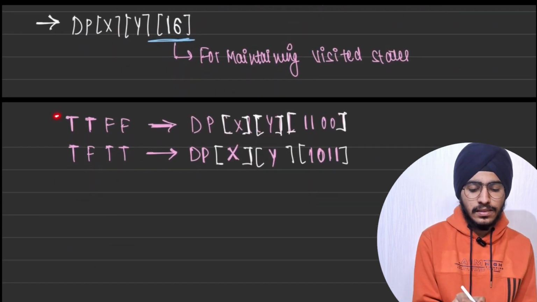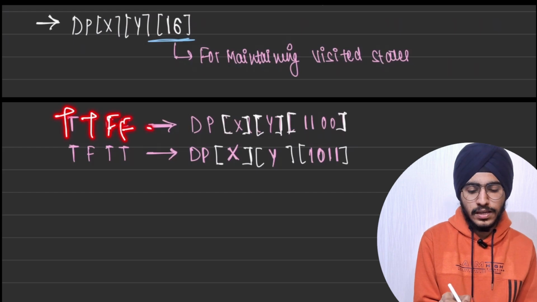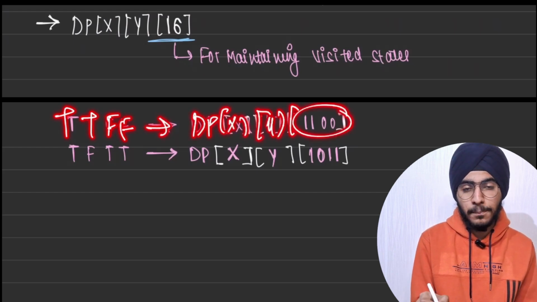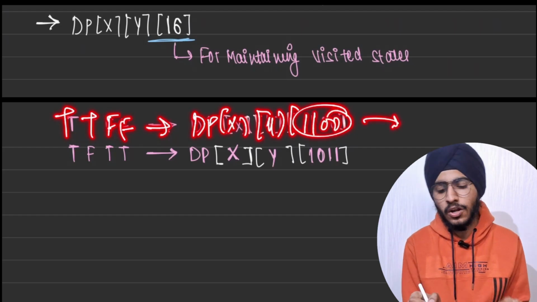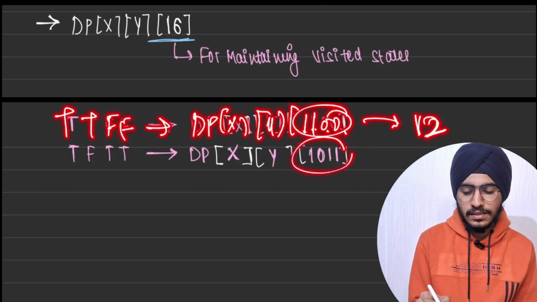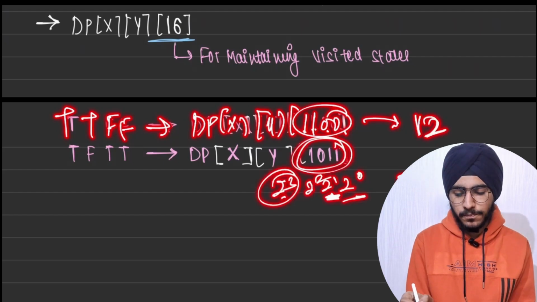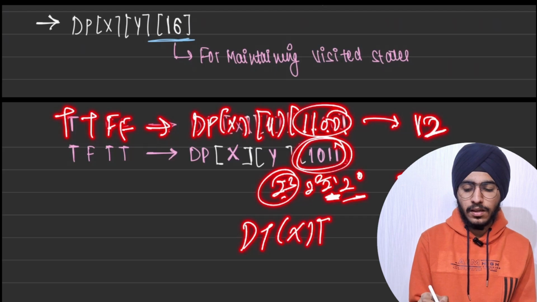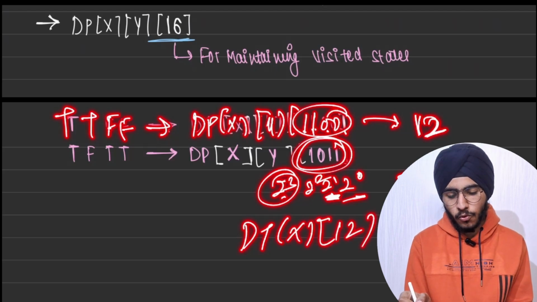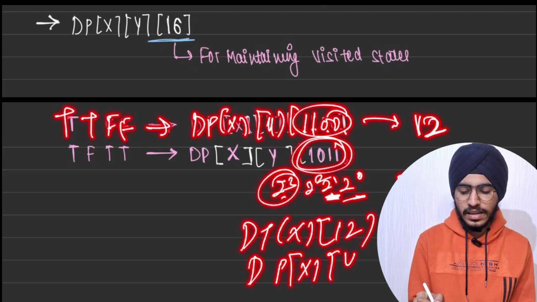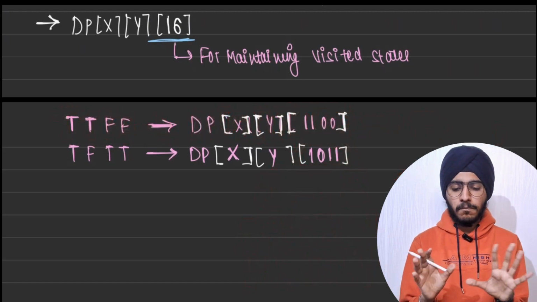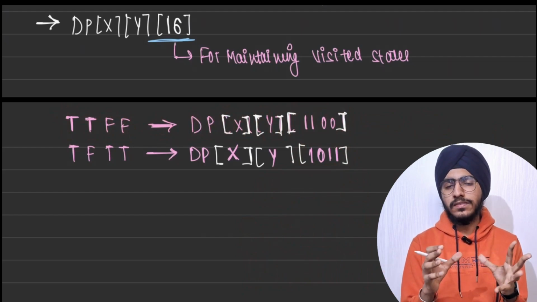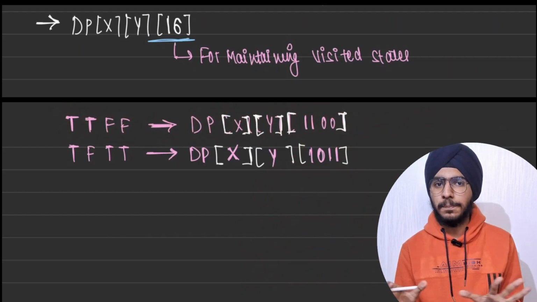So if we want to store true, true, false, false in the DP, we will say DP of x, y, and another dimension in binary form is 1, 1, 0, 0, but it's actually a decimal number only, 4 plus 8, 12. So DP of x, y, 12 is representing some value 4, DP of x, y, 11 is representing some value, let's say 5. So I hope you got this, but it's somewhat difficult if you don't know DP.